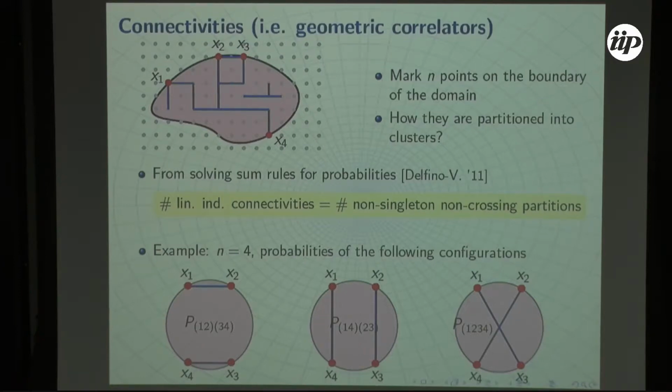Okay? So this is the convenient basis, which means that, for instance, if you want the probability that 1 stays alone and 2, 3, and 4 are in the same cluster, this will be essentially proportional to a 3-point connectivity. So it's not a 4-point function, basically. So these are the 3 linearly independent objects.